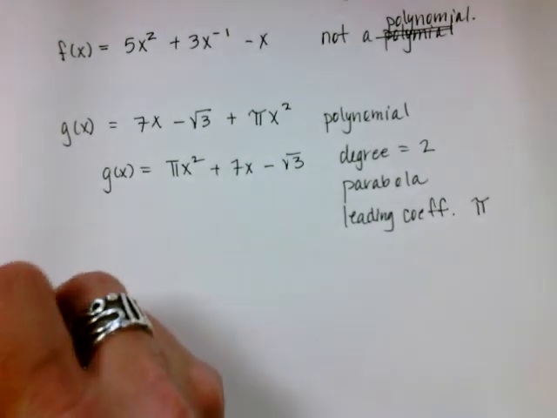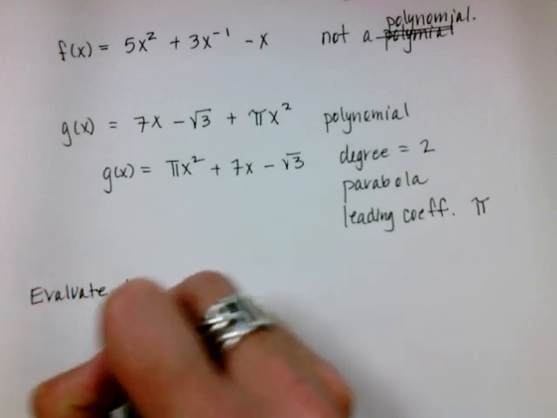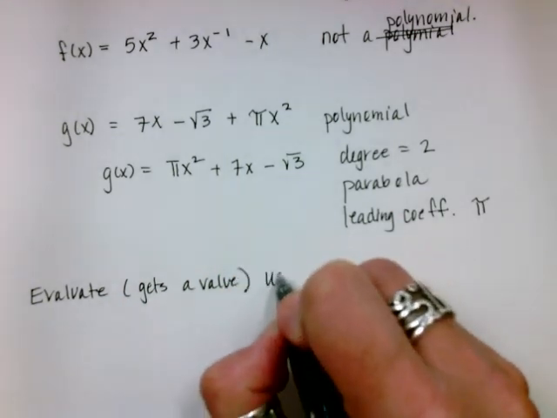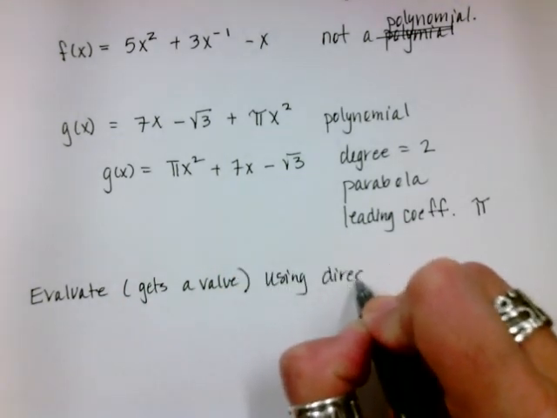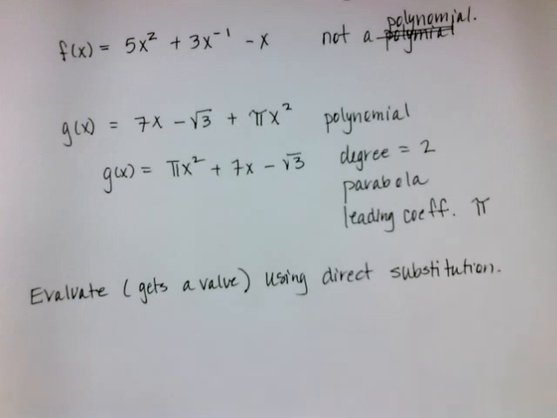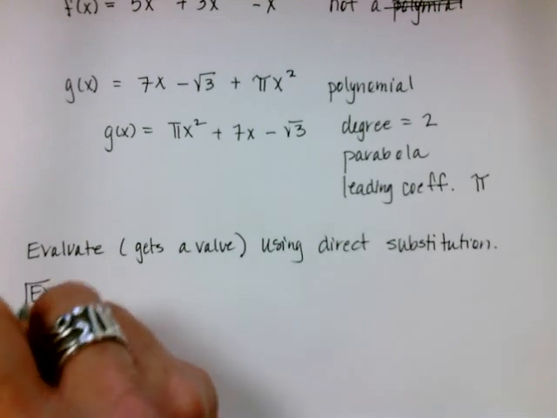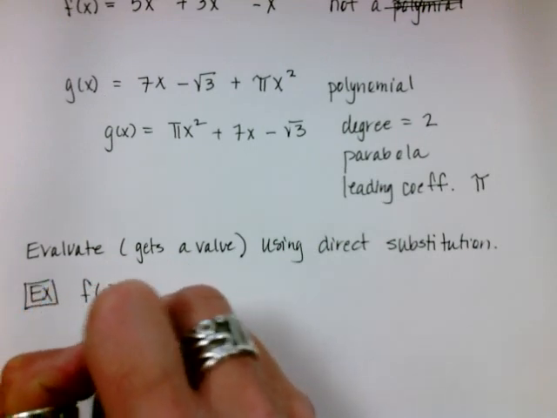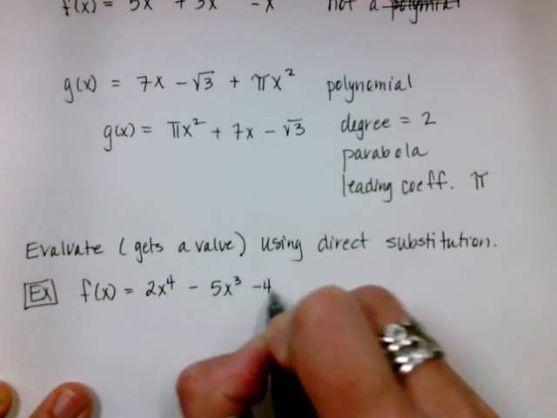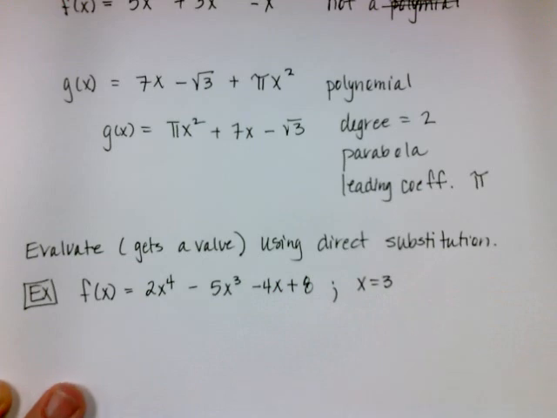All right, so the next item that we're going to do is evaluate. And evaluate always means get a value, using direct substitution. And we've actually done this already, but maybe we haven't called it direct substitution. So I'm going to be given a function. Here's my first example of this. I'm going to know that f of x is equal to 2x to the fourth minus 5x cubed minus 4x plus 8. And I want to evaluate it when x is equal to 3.